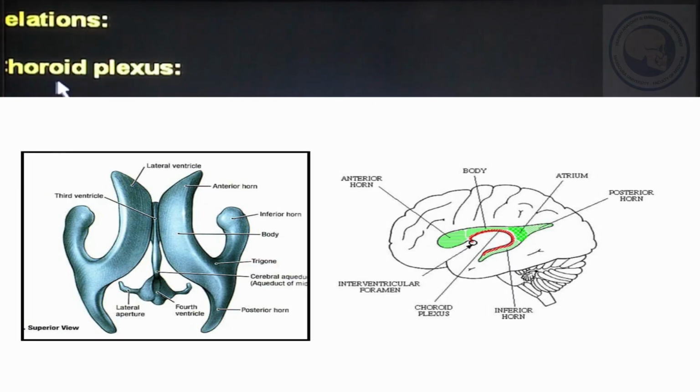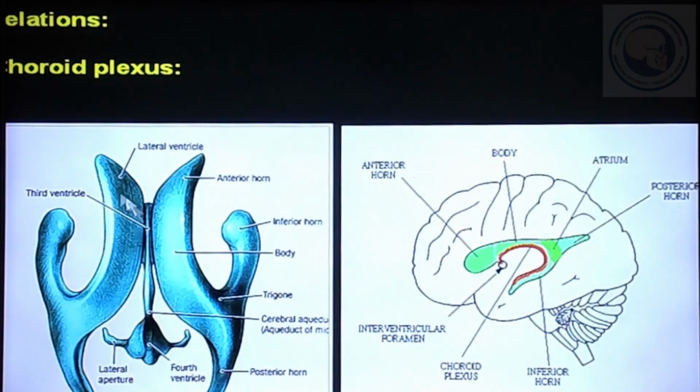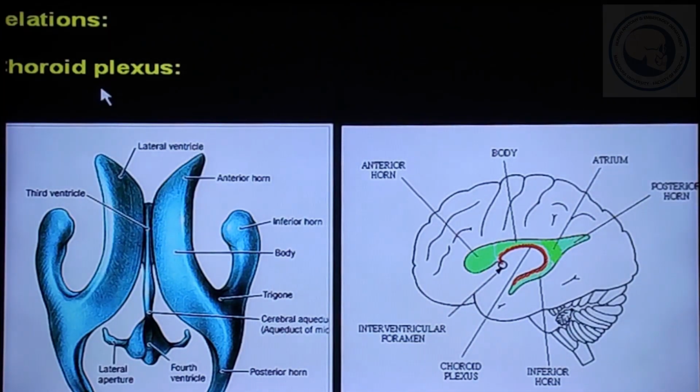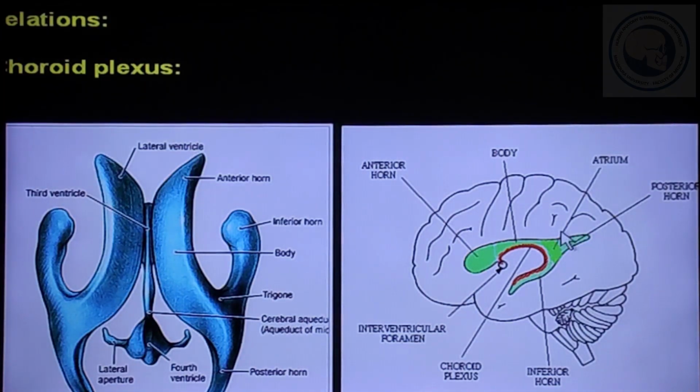Also, what about the choroid plexus of the lateral ventricle? It is needed for production of CSF. It is the largest choroid plexus because the lateral ventricle is the largest ventricle in the brain. This choroid plexus is situated in the floor of the central part of the lateral ventricle and in the medial wall of its inferior horn. So, anterior and posterior horns have no choroid plexus.